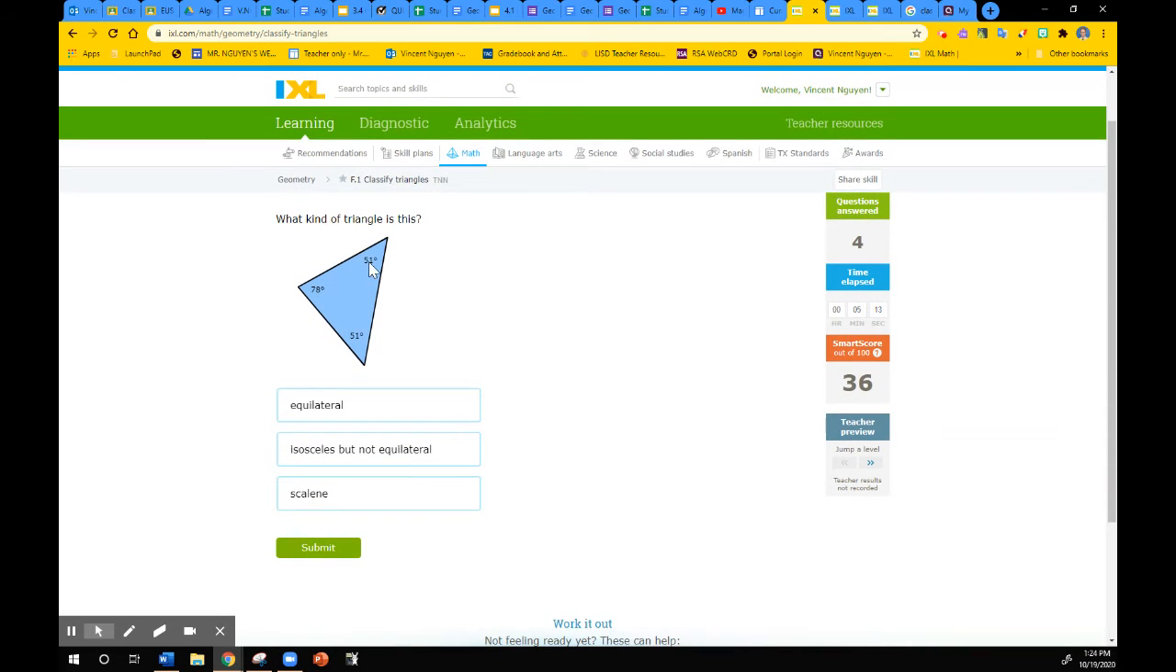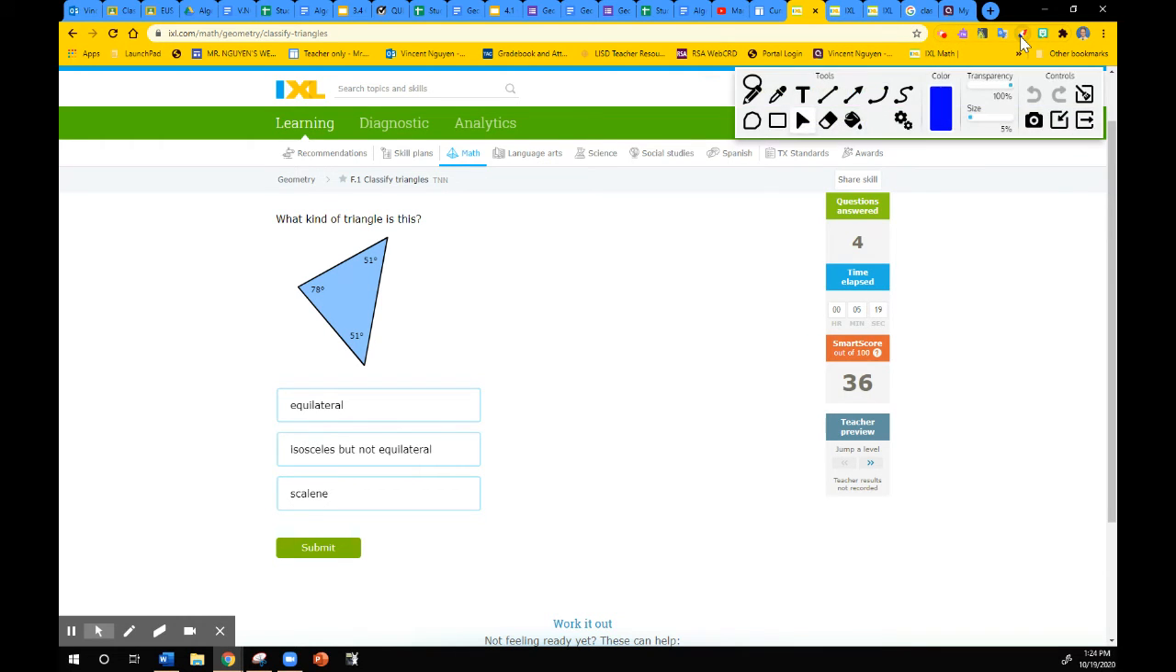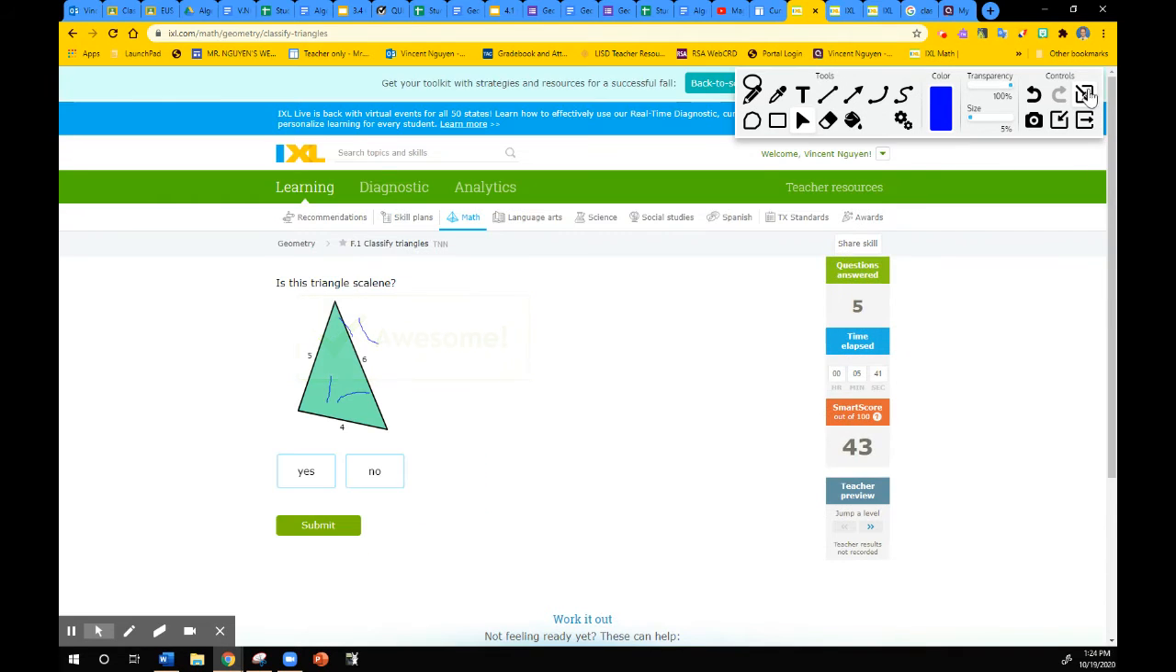This one, 51, 51. So here, this is what I was talking about earlier. If the two angles down here are equal, then the sides opposite those two angles are also equal. So these two legs are equal. So this is called isosceles. Okay, isosceles. Submit. Okay.